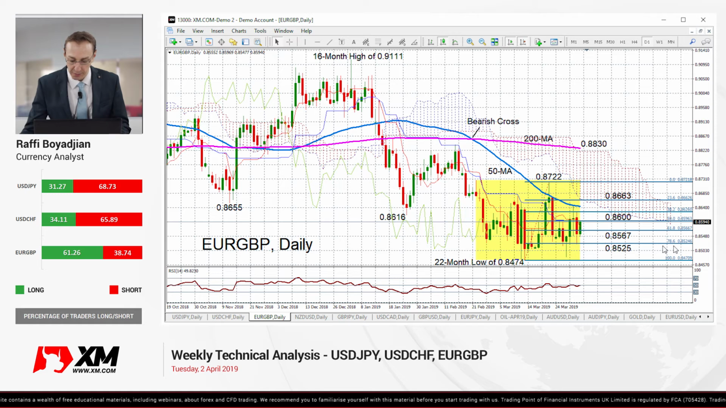To the downside, there is immediate support at the 61.8% Fibonacci at 0.8567, and then we've got the 78.6% Fibonacci at 0.8525 before prices were to head back towards that 22-month low of 0.8474. If that low is breached, we could see a resumption of the medium-term downtrend.